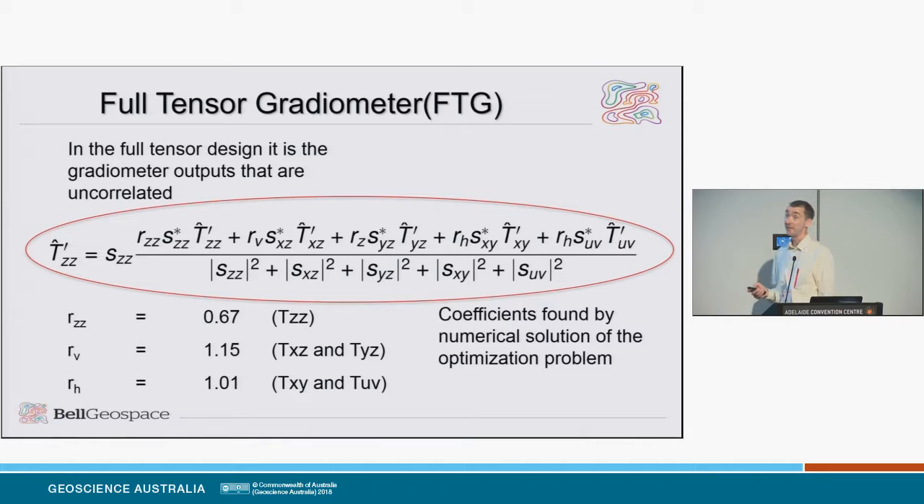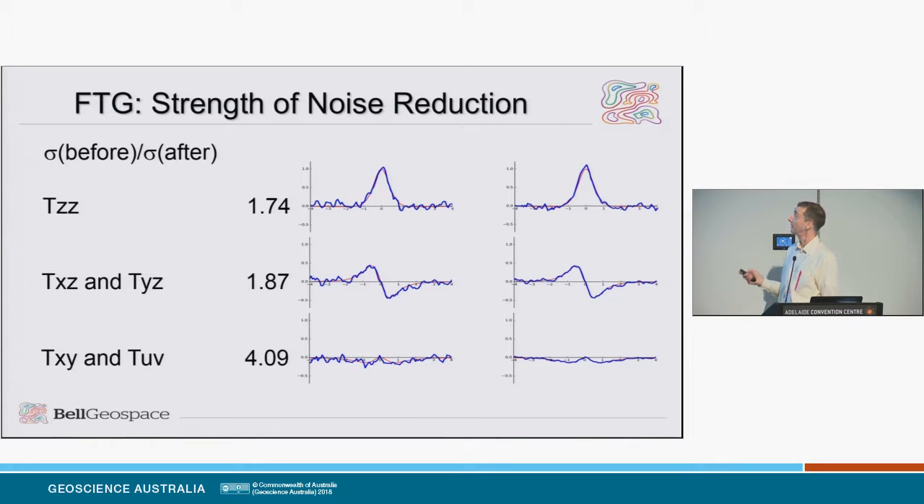There's a wrinkle when you have FTG data because you don't expect the T's to be uncorrelated. What you expect is the gradiometer outputs to be uncorrelated, and the T's are linear combinations of them. But the only consequence of that is you have to add these constant R factors in front of each term, and I forgot them on the bottom, but it's right in the paper and it's right in the code where it really matters.